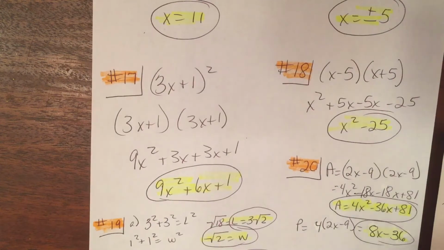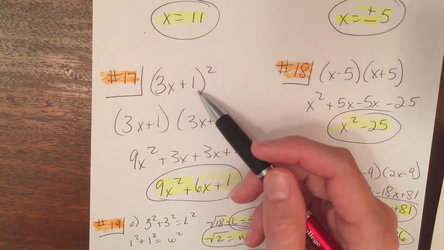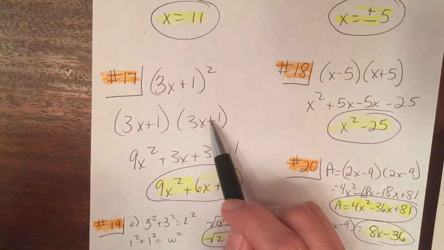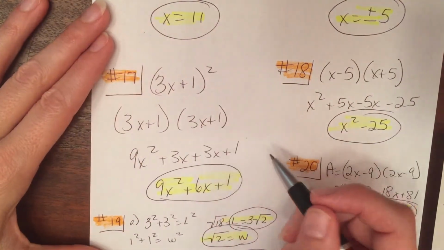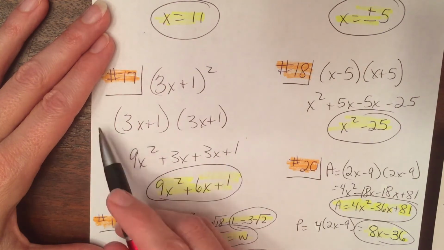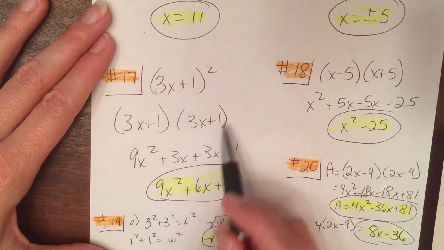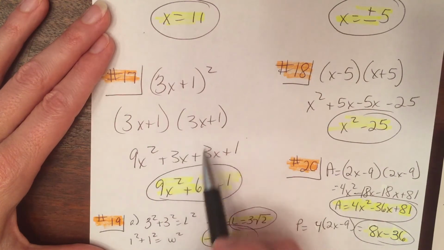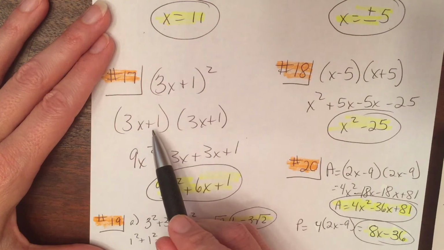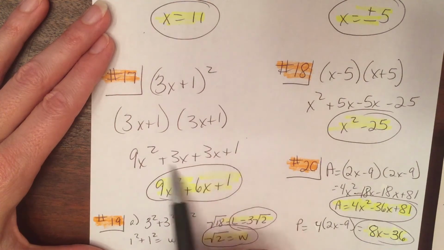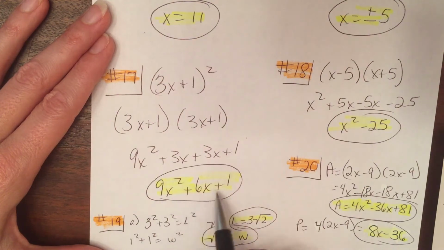Number 17. 3x plus 1 quantity squared. So this means 3x plus 1 times 3x plus 1. So this is one of our FOIL problems. First, 3x times 3x gives me 9x squared. Outside, 3x times positive 1 gives me positive 3x. Inside, positive 1 times 3x gives me positive 3x. Last, positive 1 times positive 1 gives me positive 1. Combine my middle terms: 9x squared plus 6x plus 1.